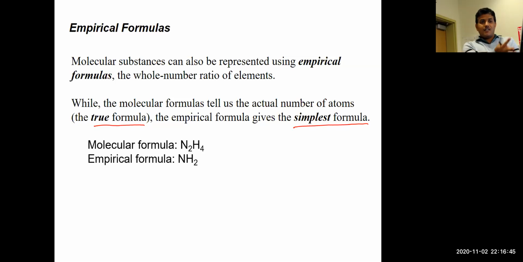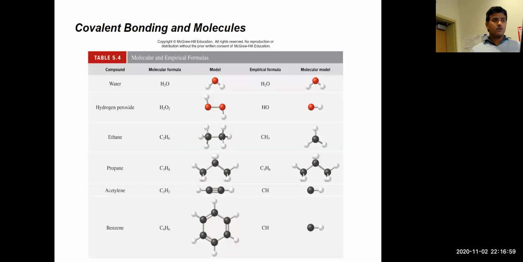It looks unnecessary for a simple problem like N2H4 to NH2, but for more complex molecules, knowing the empirical formula is highly useful in some cases. So we're just going to go over a few examples of empirical formula and molecular formula.